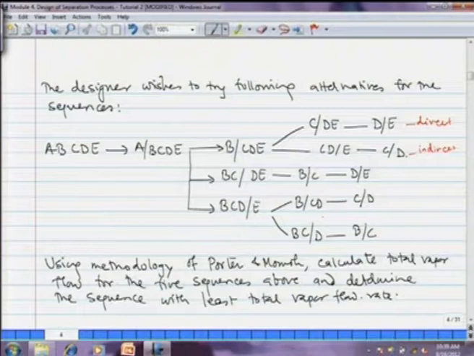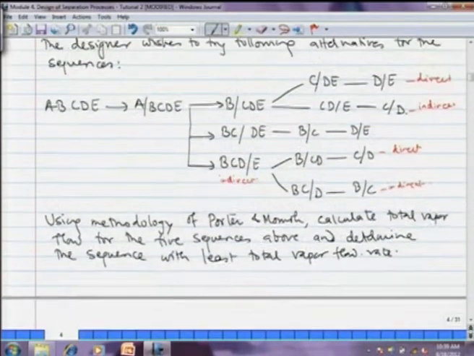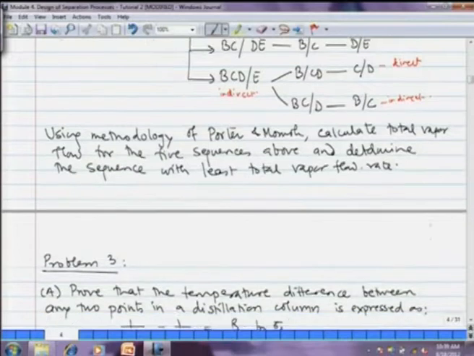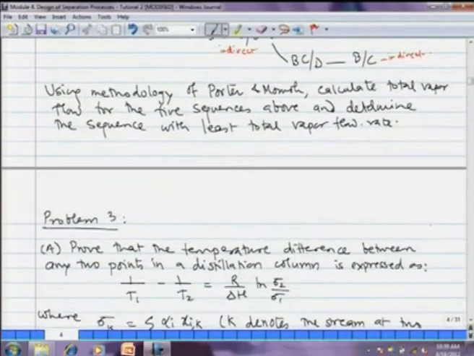And once again here we have first an indirect sequence of separation of E from BCD mixture, ternary mixture, and the ternary mixture is split again in direct and indirect sequence. So, we have to compare all these sequence options in terms of the total vapor flow rate, and we have to use the methodology of Porter and Momo.